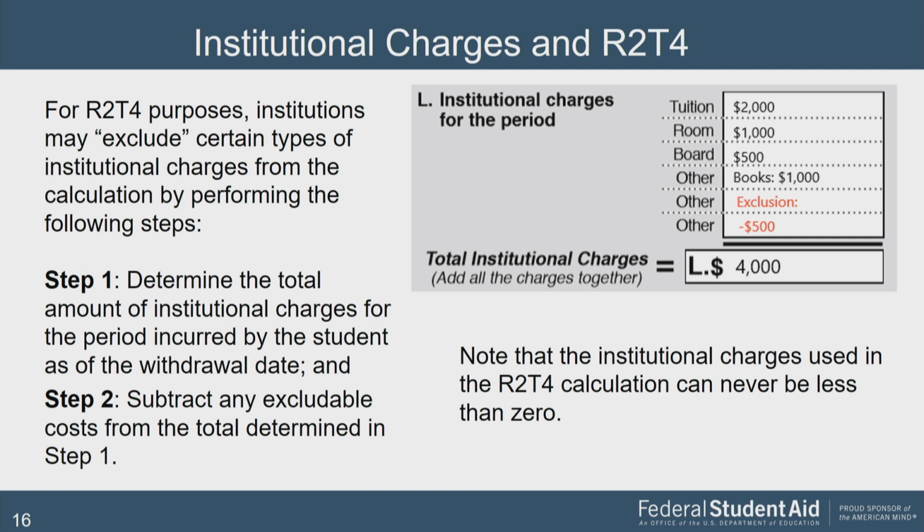One important note at the bottom right-hand portion of this screen, institutional charges used in the RTT4 calculation can never be less than 0. And believe it or not, we've gotten asked this question. So if you've spent a lot of money on your books and supplies for some reason, and you didn't charge very much for them, you can't make the institutional charges less than 0 in your RTT4 calculation, because that would have some strange impacts on the calculation itself. It'll only go down to 0.